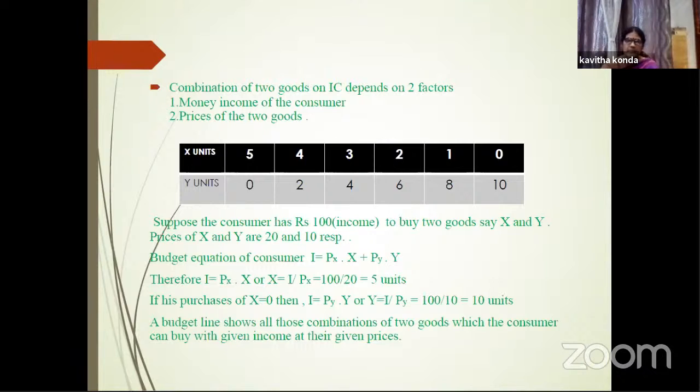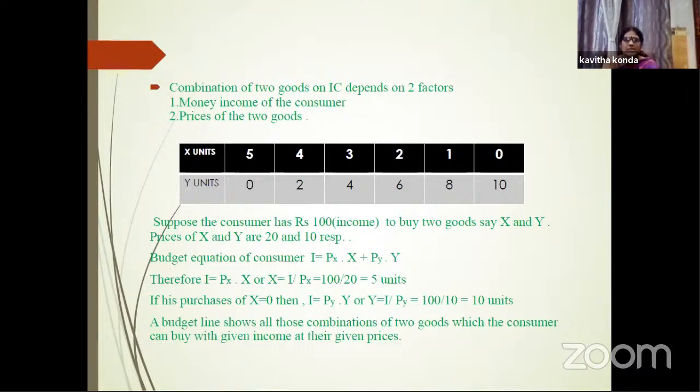Or if he goes for Y, the income equals PY into Y. Here the price of Y is 10 and income is 100. Income is equal to PY into Y, or Y equals I by PY. So income is 100 by 10, which means 10 units. With the 100 rupees you get all 10 Y, or with the 100 rupees he will get 5 units of X.